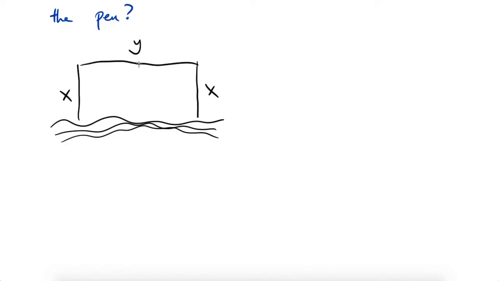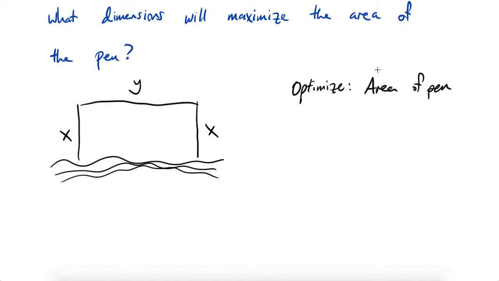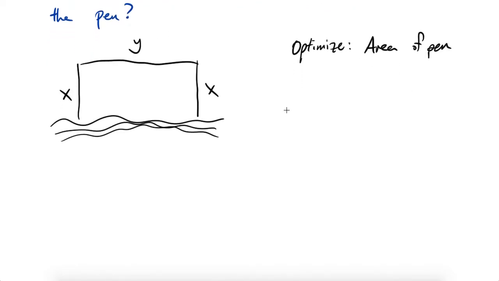So in general, what you have in an optimization problem is a function that you're trying to maximize, and then you have what's called a constraint function. So what are we trying to optimize? We're trying to optimize the area, specifically the area of the pen. That's the thing we wanted the maximum of. And then what's our constraint? In this case, the constraint is the fact that we have 200 feet of fence. So we're trying to build the biggest area we can, but our constraining relationship is this.